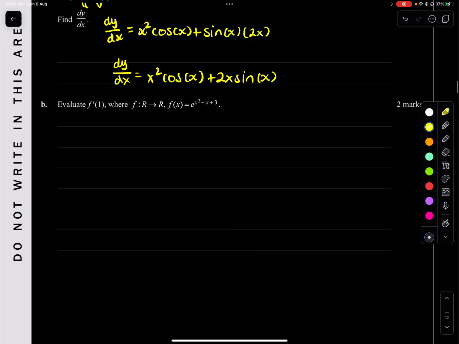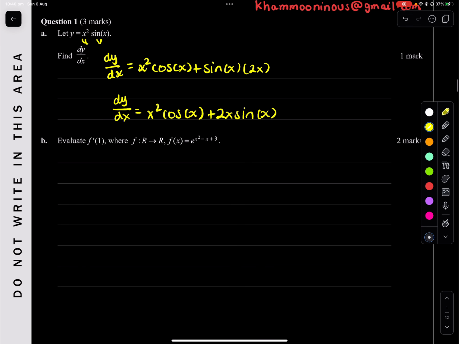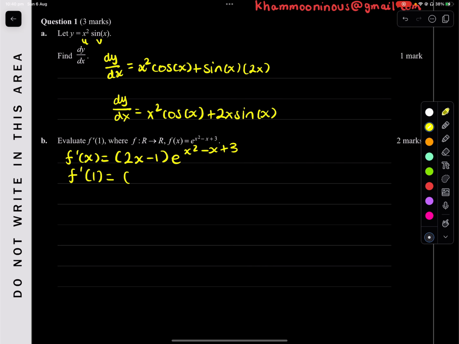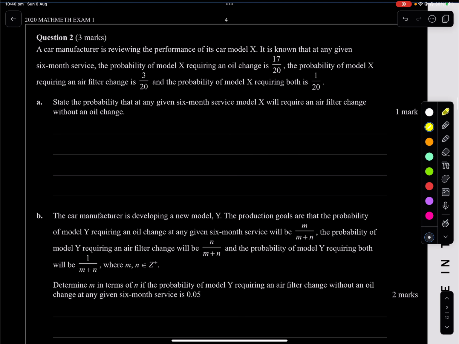Perfect. Evaluate f dash of 1 where f is this. Okay, so f dash of x is (2x minus 1) e to the power of x squared minus x plus 3. And f dash of 1 is (2 minus 1) e to the power of 1 minus 1 plus 3, which is e cubed. Done.